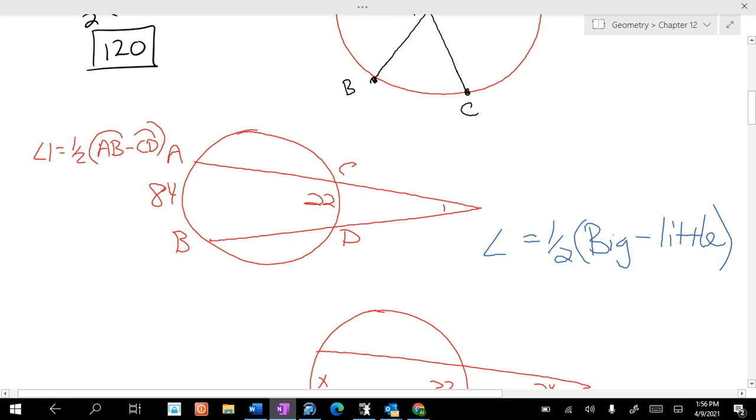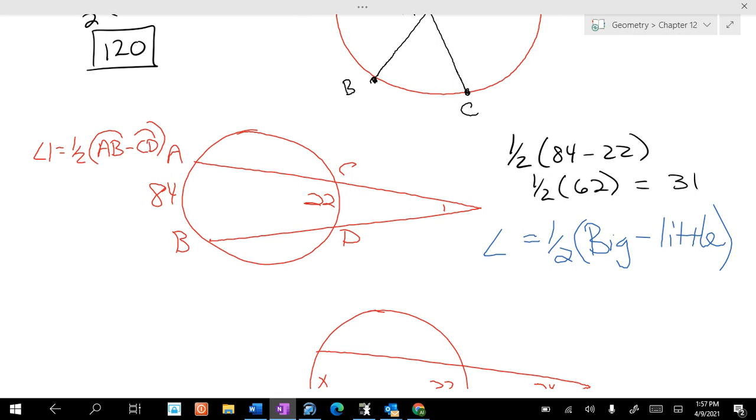This one, the angle equals 1/2 of the big arc minus the little arc. You always take big minus little. So 1/2 of 84 minus 22, which is 1/2 of 62, which is this angle out here is a 31-degree angle. Okay?